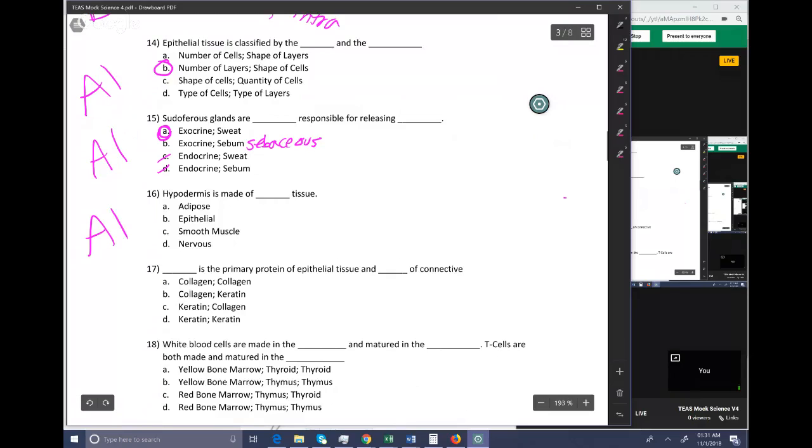16 also from Anatomy 1, the hypodermis is made of, in this case, they gave you the most specific possible answer choice. So that's the one that you want to pick, which is going to be adipose.